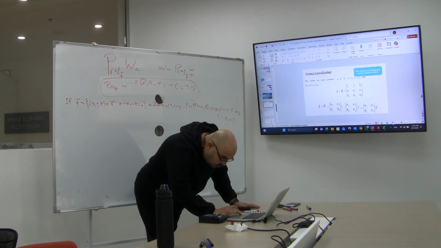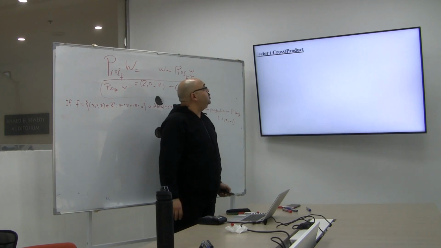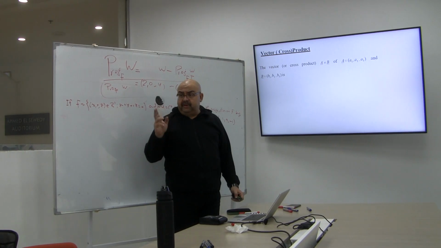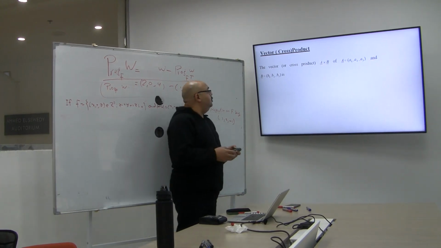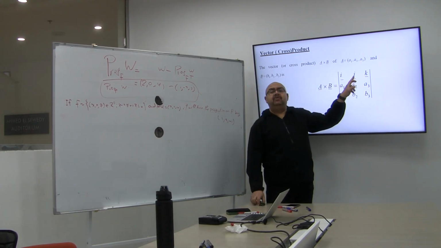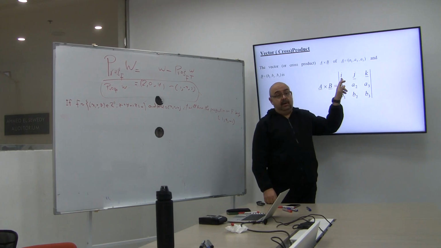Okay, I will continue, as I told you, on cross multiplication. The cross multiplication is very, very simple. All I have to do, if you multiply two vectors, cross multiplication, I will do it this way. I will write i, j, k. What's i, j, k? Do you remember? Which is E1, E2, and E3. Am I right?